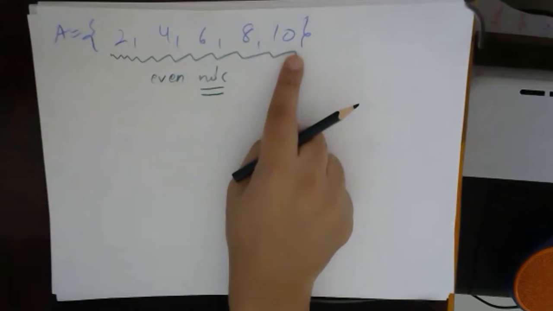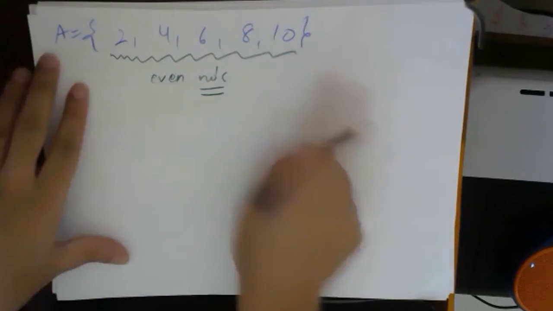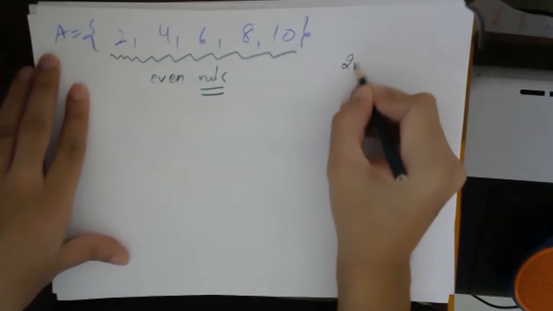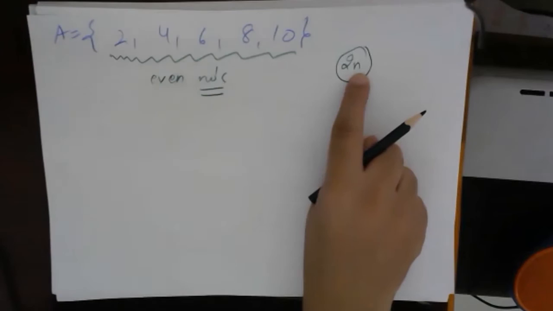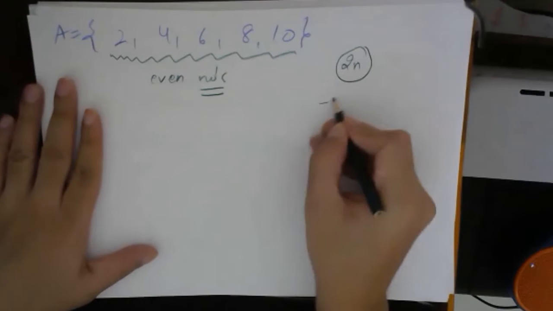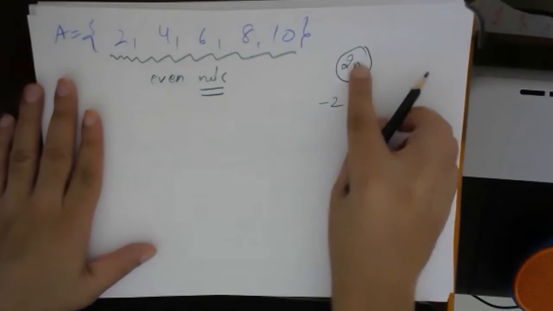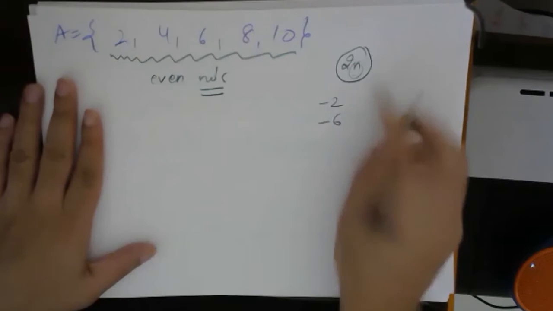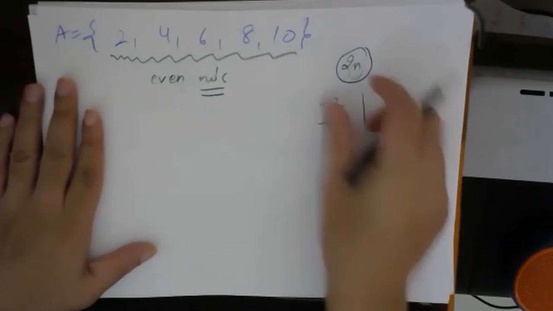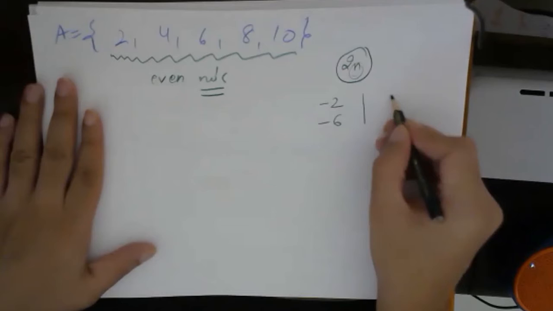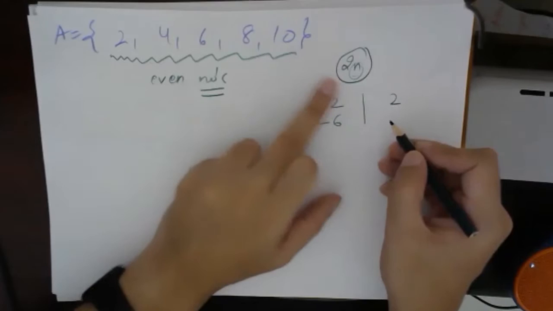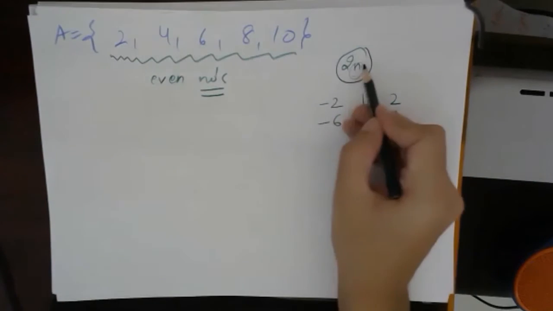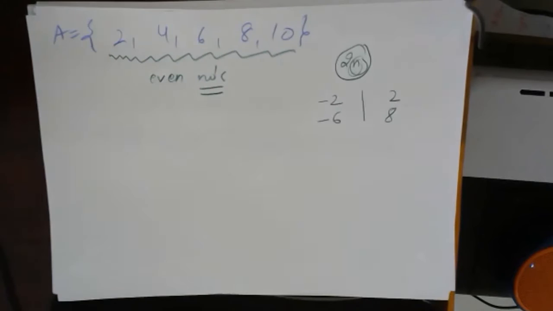Every even number will be of the form 2n, where n can take any integer value. Suppose it is the even number -2, then n will become -1. If it is -6, n becomes -3. If the number is 4, n becomes 2. If the number is 16, then n becomes 8. So depending on this n, the whole thing will take an even number.